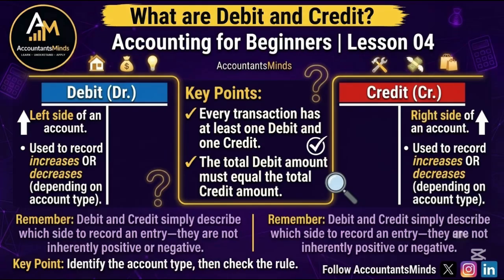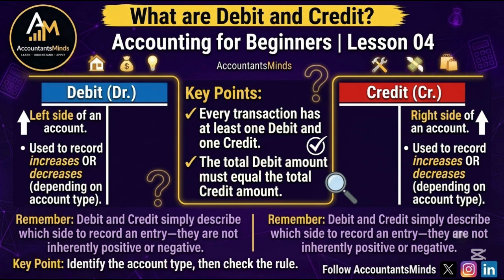Before we learn the rules, let's first understand what debit and credit actually mean. Debit and credit are the two sides of every accounting transaction. Debit, written as DR, is recorded on the left side of an account. Credit, written as CR, is recorded on the right side of an account. Every business transaction affects at least two accounts. One account is debited, and another account is credited. One important rule you should always remember is that the total debit amount must always equal the total credit amount.